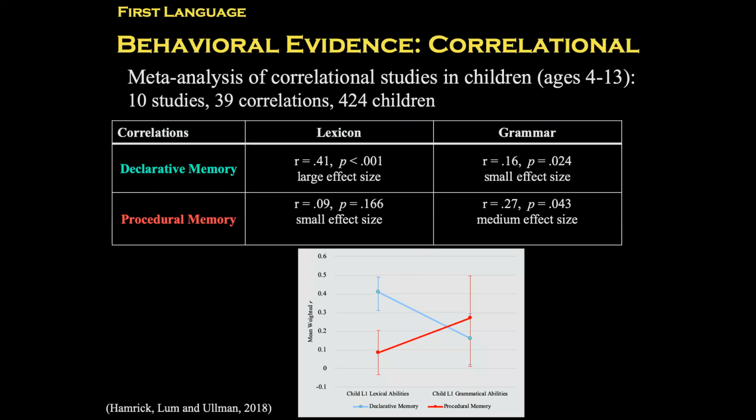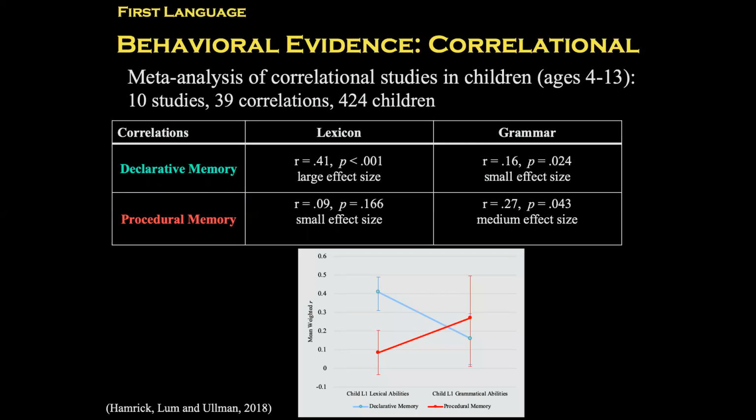Okay, so correlational evidence. Basically, the logic is, if you are best at declarative memory and then you get progressively worse, it would predict that who should be best at word learning? You, then you, then you. And if you are progressively worse at procedural memory, what should the prediction be? Should that affect word learning? No, but should it affect grammar learning? Yes. Okay. So that's just the idea.